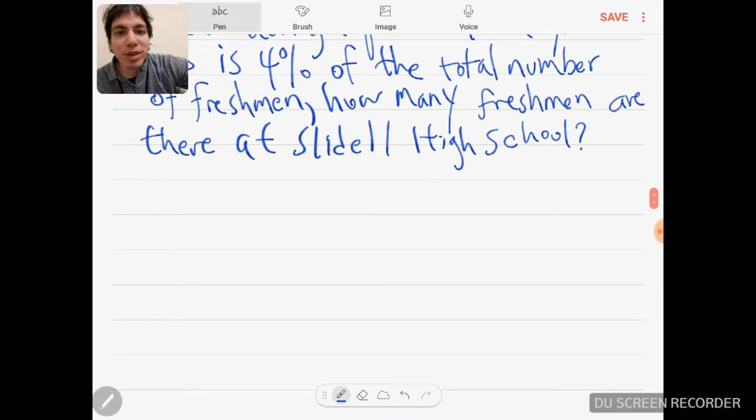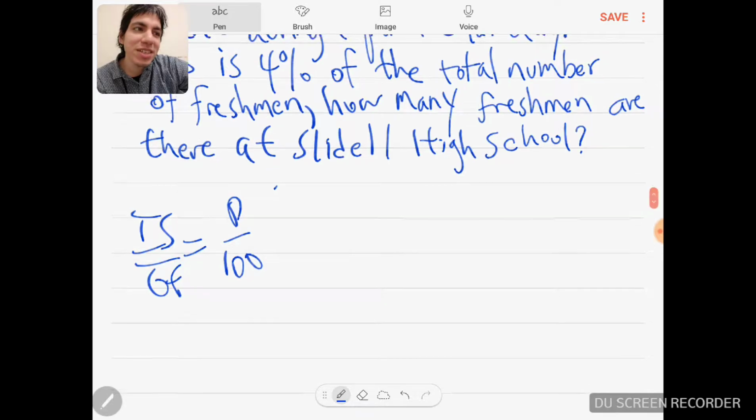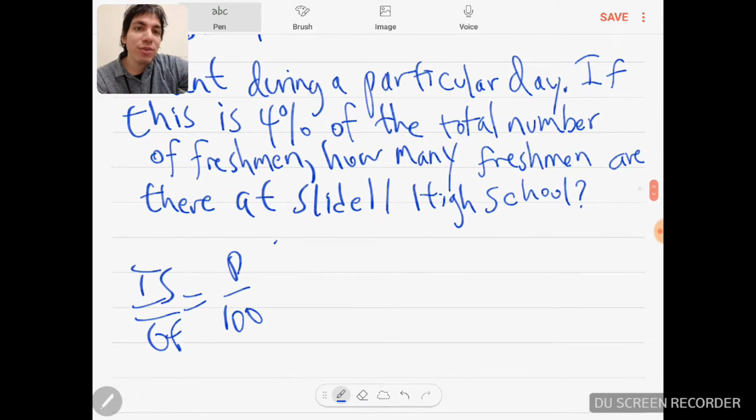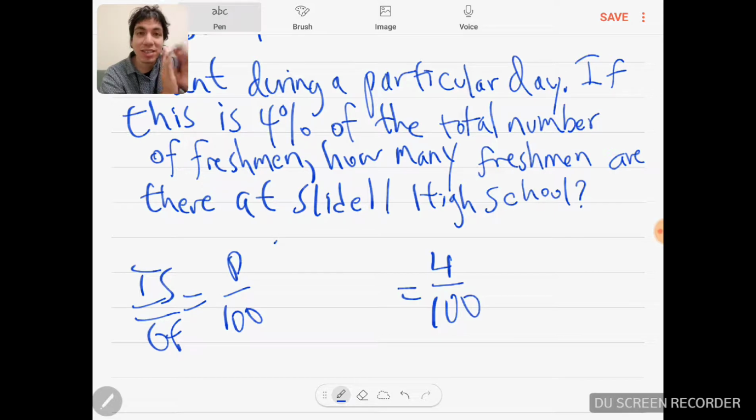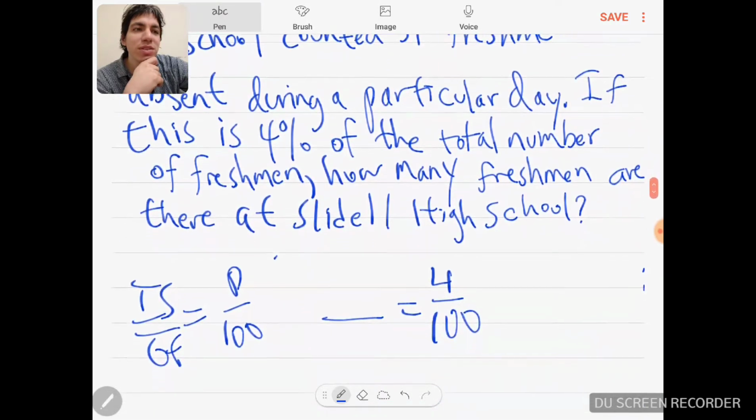So now, some of you might say, oh, I already know this is the is over the of equals the percent over 100. But again, you're stuck with that situation of which is my is and which is my of, because there's two of, there's no is. So I'm already given what? Percent. So let's write 4 over 100. So we already know the right side is good. We have two ofs. So we have an of for 31 freshmen.